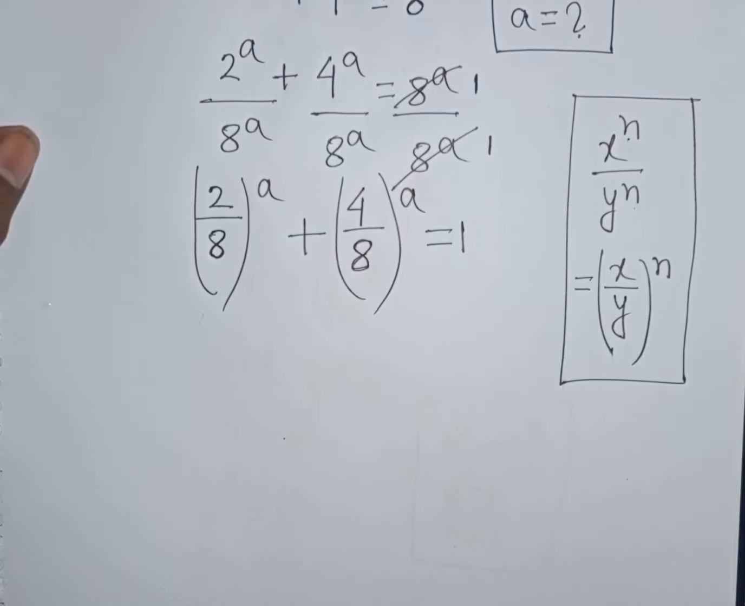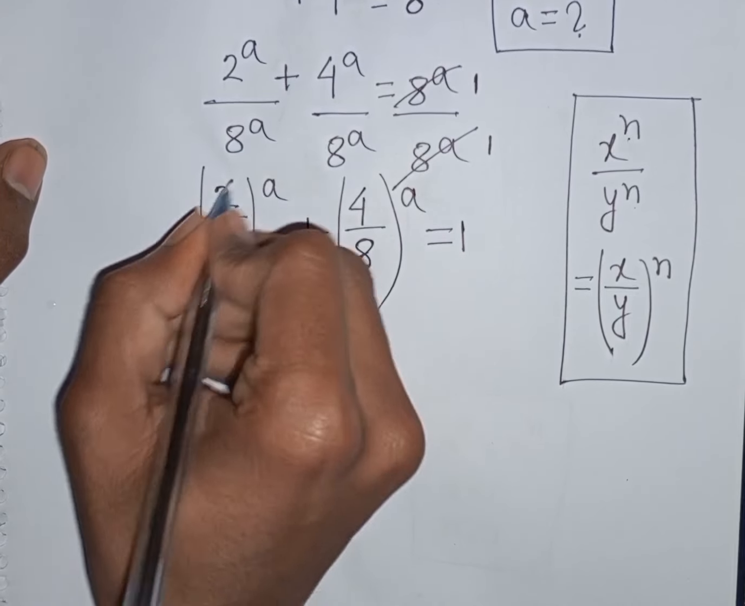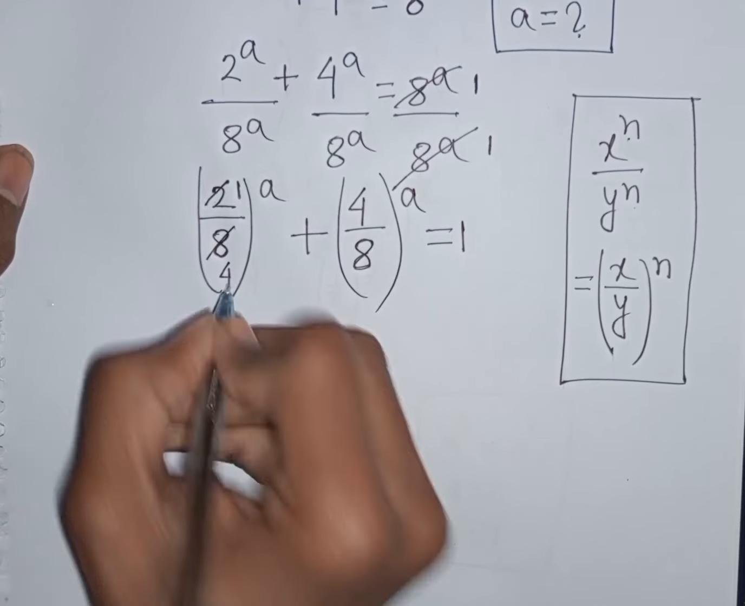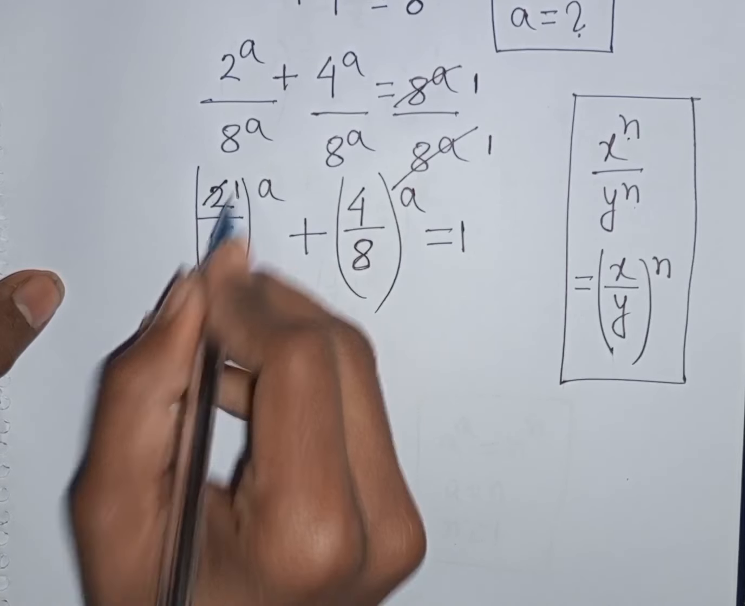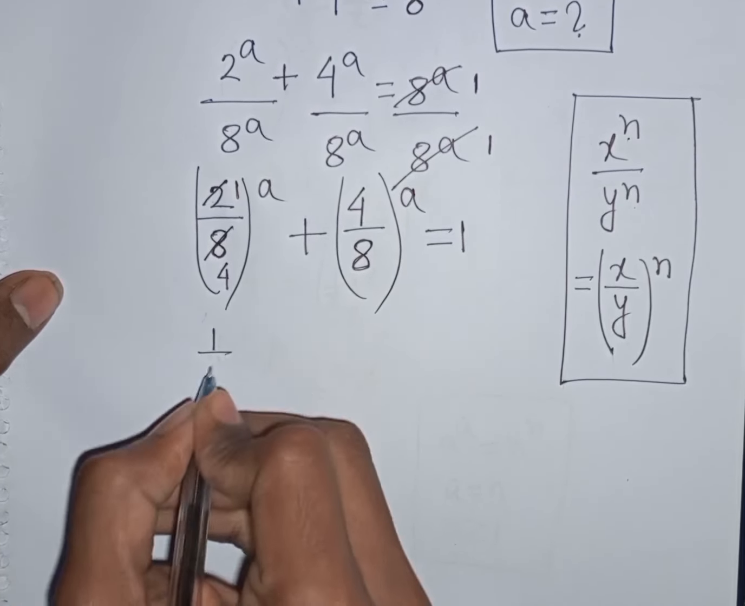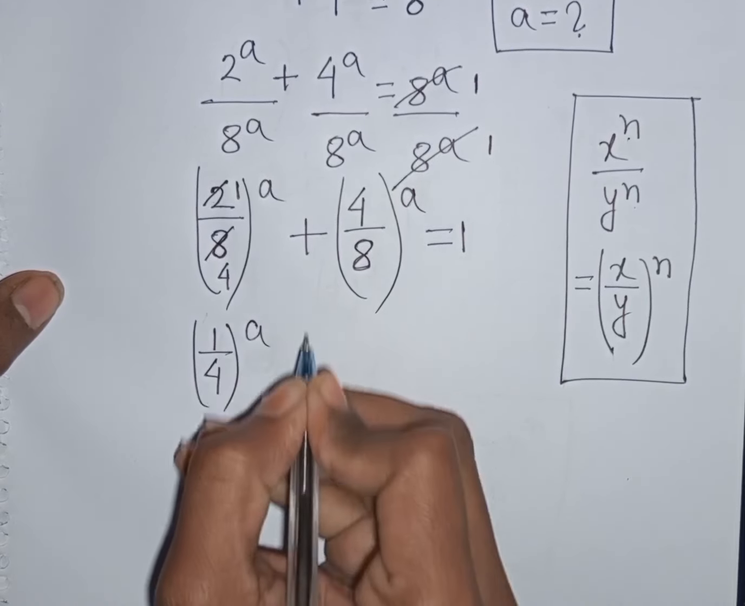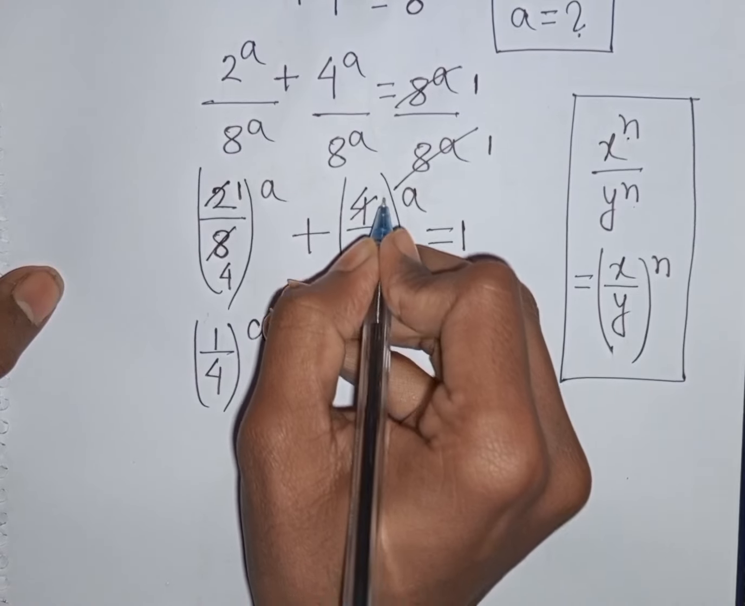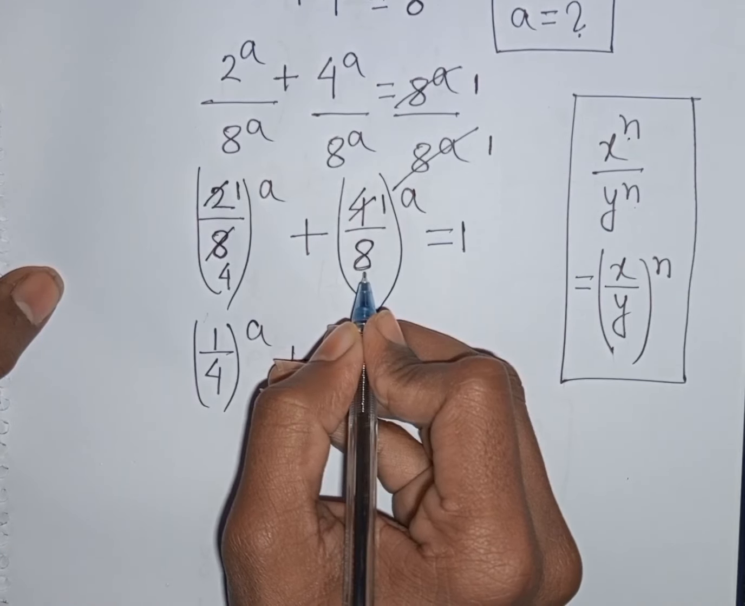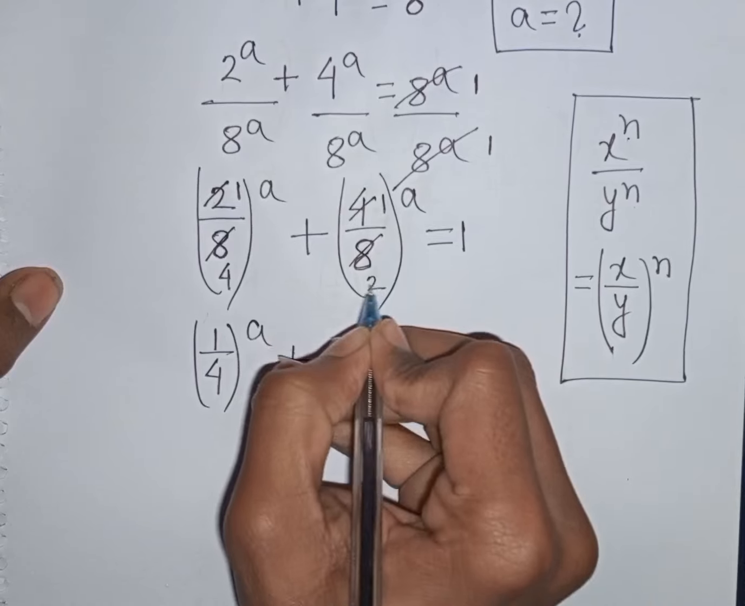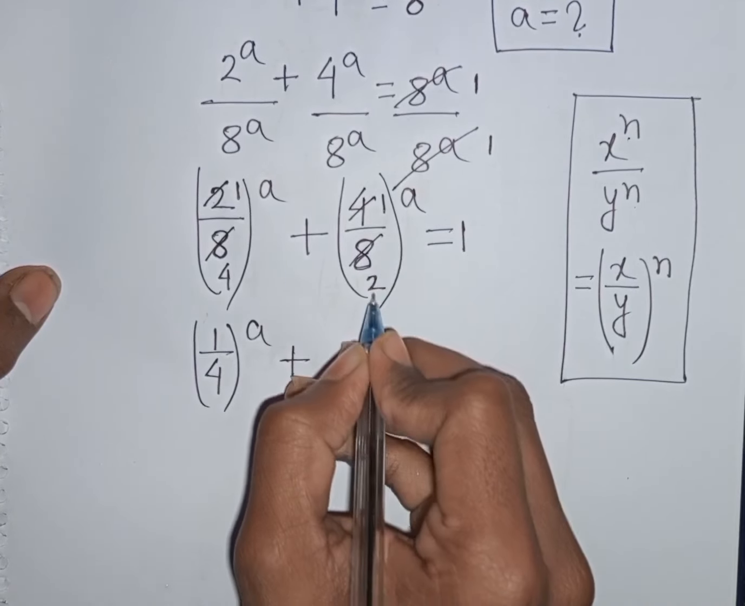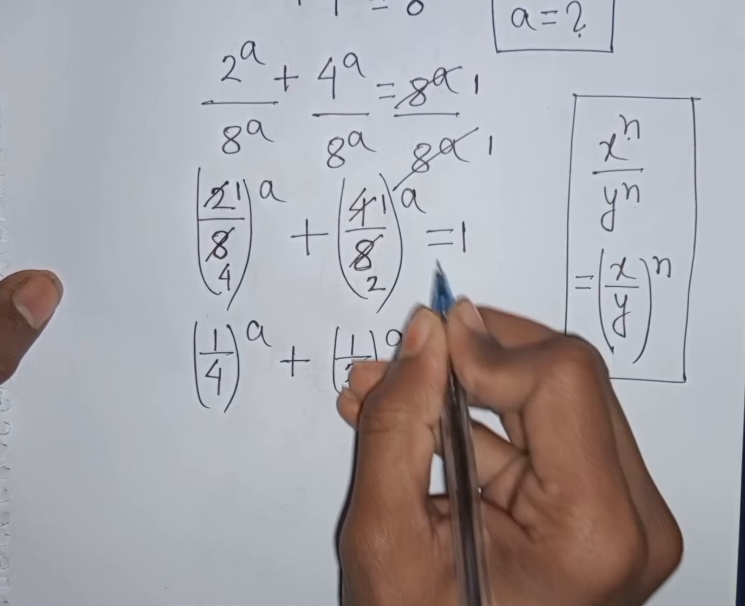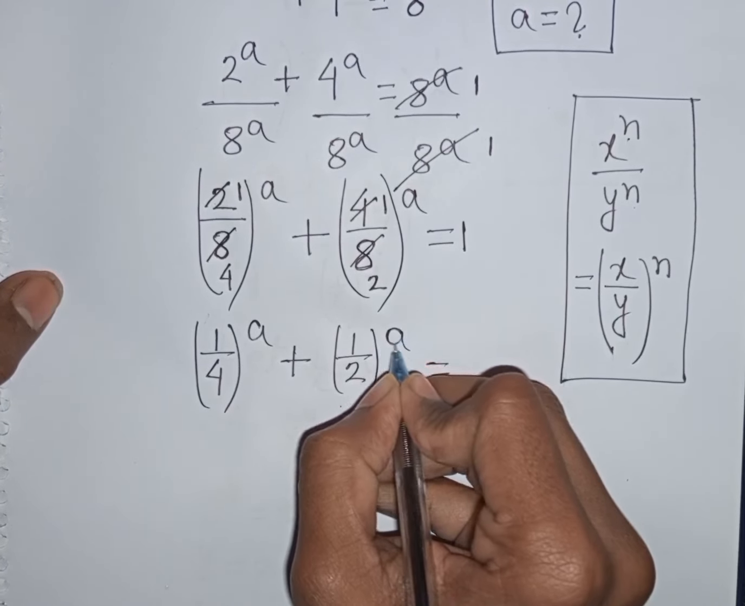Now 2 divided by 2, that means it will be 1. 8 divided by 2, that means it will be 4. So here 1 over 4 bracket power a, then plus 4 divided by 4, that means it will be 1. 8 divided by 4, that means it will be 2. So we have 1 over 2 bracket power a, then is equal to 1.